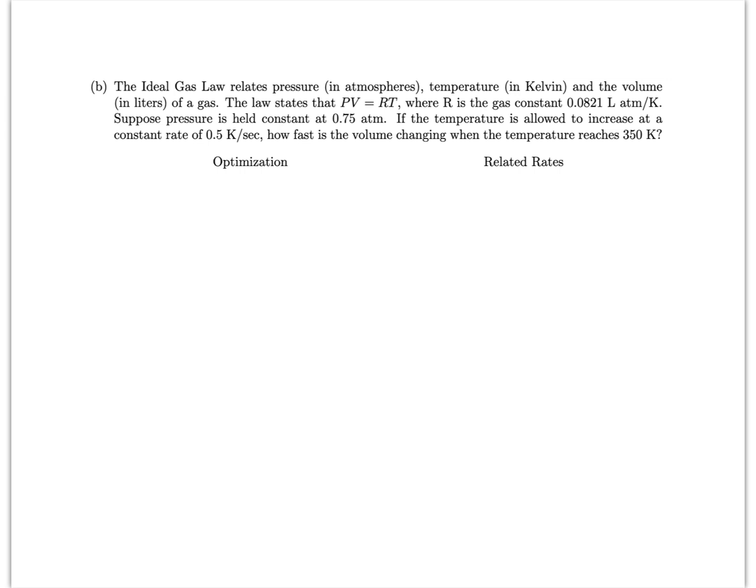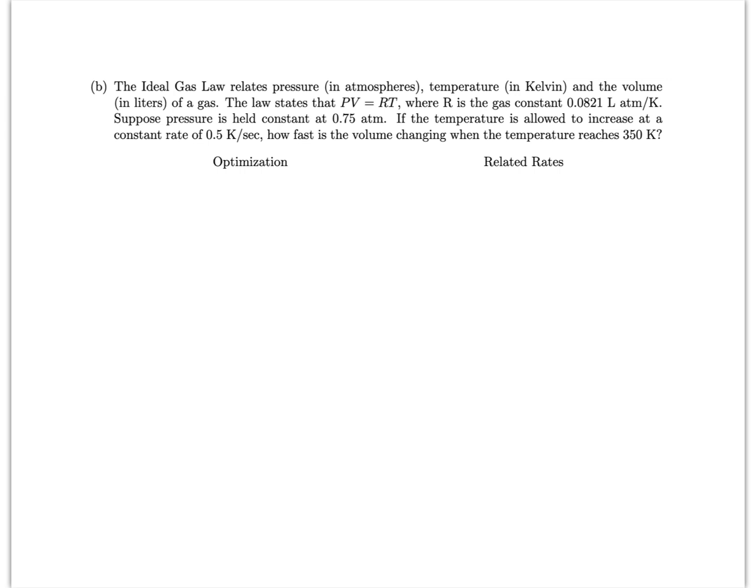The ideal gas law relates pressure in atmospheres, temperature in Kelvin, and the volume in liters of a gas. The law states that PV equals RT, where R is the gas constant. And we're going to suppose that pressure is held at a constant 0.75 atm. If the temperature is allowed to increase at a constant rate of a half Kelvin per second, how fast is the volume changing when the temperature reaches 350 Kelvin?